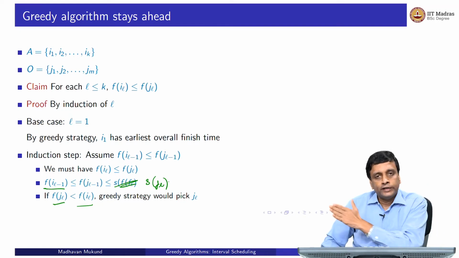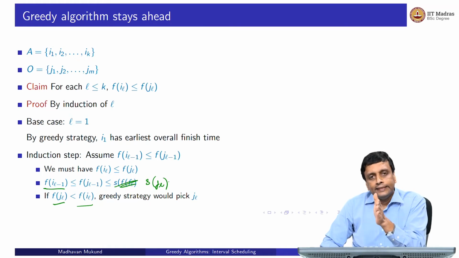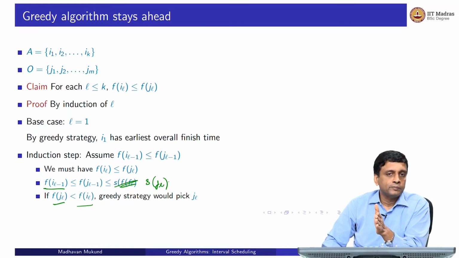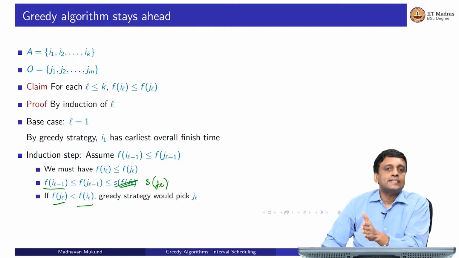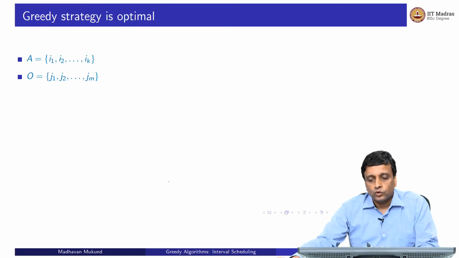So, if the greedy strategy is already maintaining its lead, finishing before the optimal strategy up to L minus 1, it still stays ahead one more step. Okay, so far so good. So, then what?